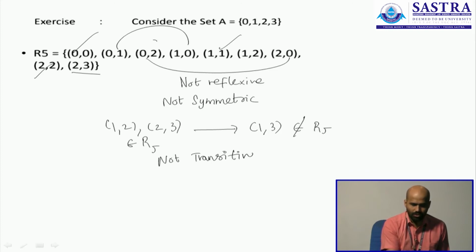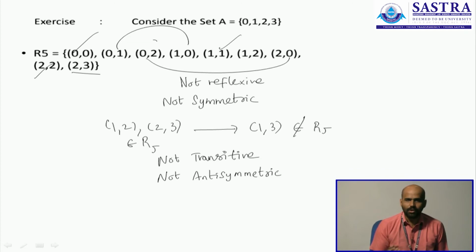It is not transitive. Can we call this antisymmetric? It is also not antisymmetric. It fails on all 4 counts. It's just a relation, nothing more. Because you have 0, 1 and 1, 0 for 2 distinct elements, both pairs present, and it doesn't fit into any of the 4 conditions. Each of them is not being followed.